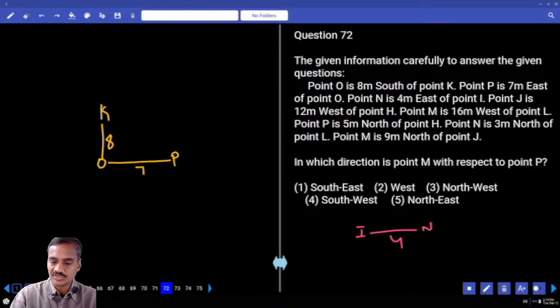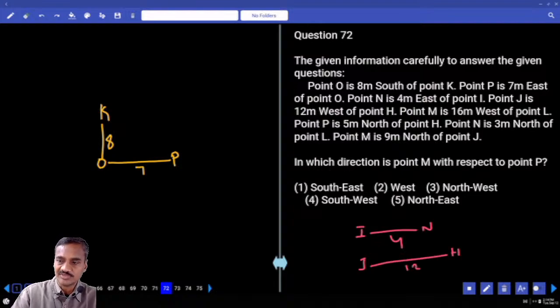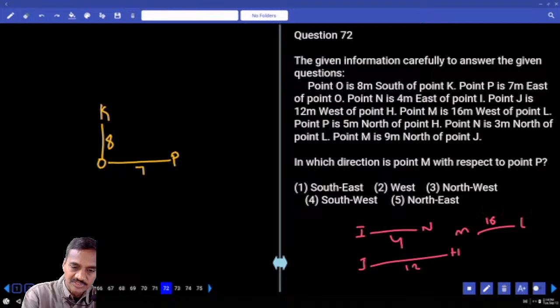J is 12 meters to the west of H. Now J is 12 meters to the west of H. M is 16 meters to the west of L. M is how many meters? 16 meters to the west of L. And P is 5 meters to the north of H. Now P is 5 meters to the north of H. This is where we have got that link.